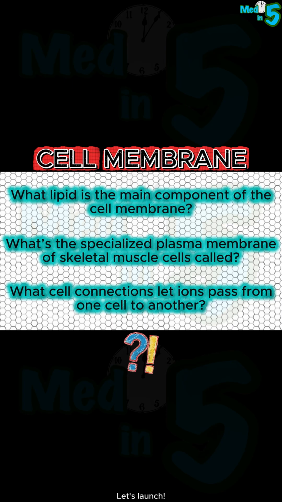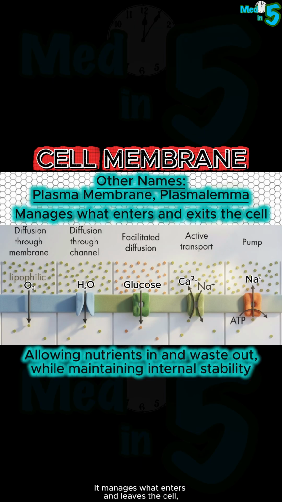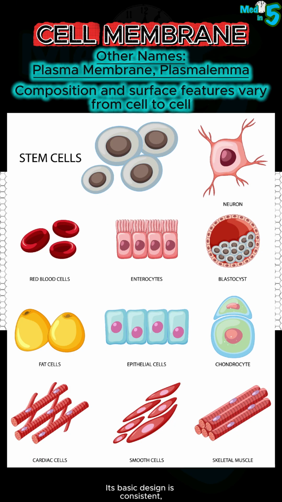Let's launch. The cell membrane, aka the plasma membrane or plasmalemma, is a thin, flexible boundary that surrounds all cells, separating the internal environment from the outside. It manages what enters and leaves the cell, allowing nutrients in and waste out, while maintaining internal stability. Its basic design is consistent, but its composition and surface features can vary depending on the cell's function and specialization.